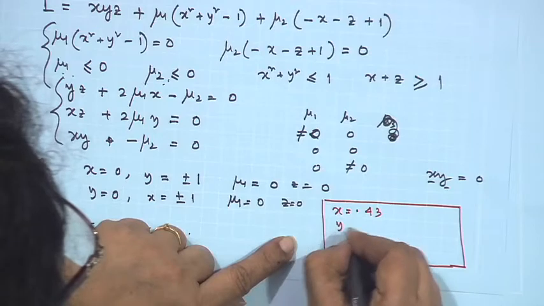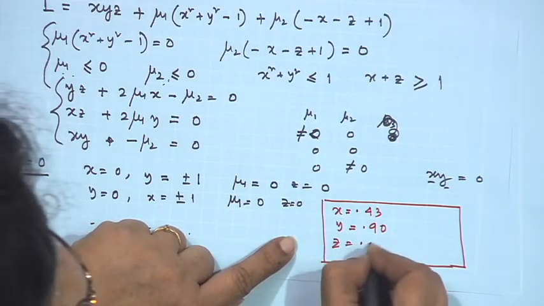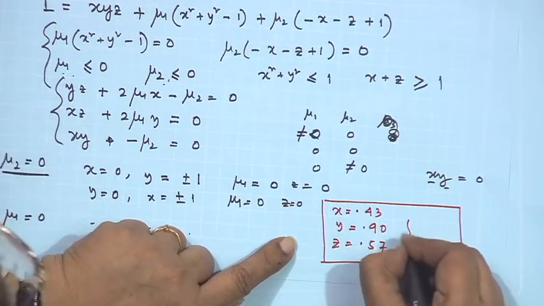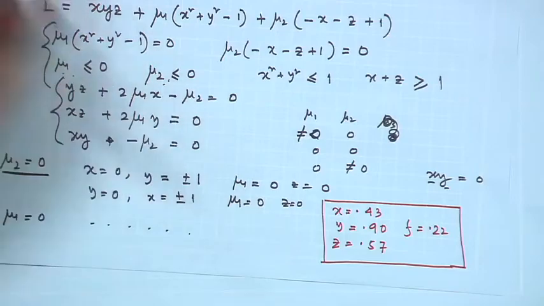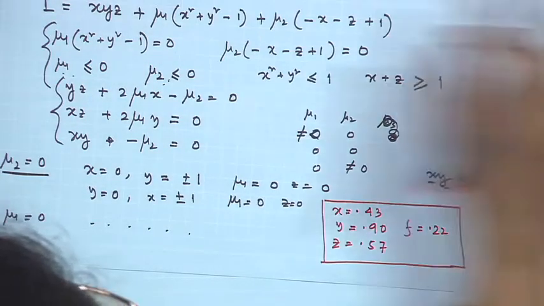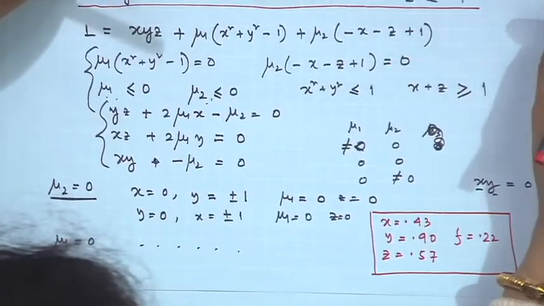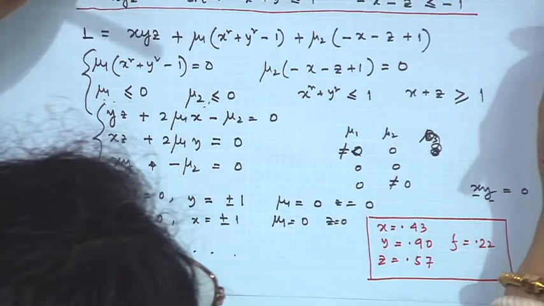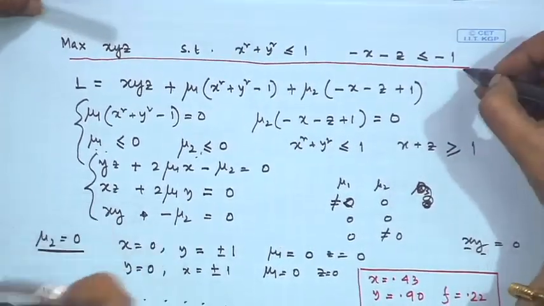We will get x is equal to 0.43, y is equal to 0.90, z is equal to 0.57 and f is equal to 0.22. But for the original problem there is no condition like non-negativity of the decision variables. That condition has not been imposed here.